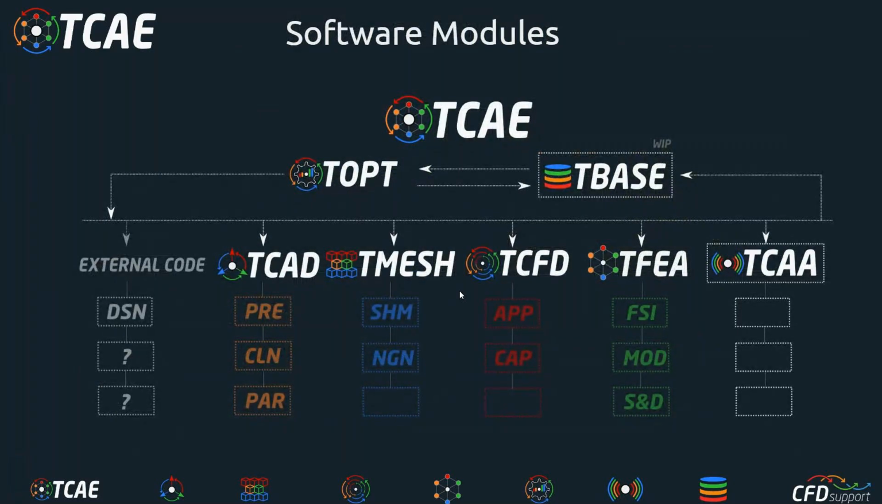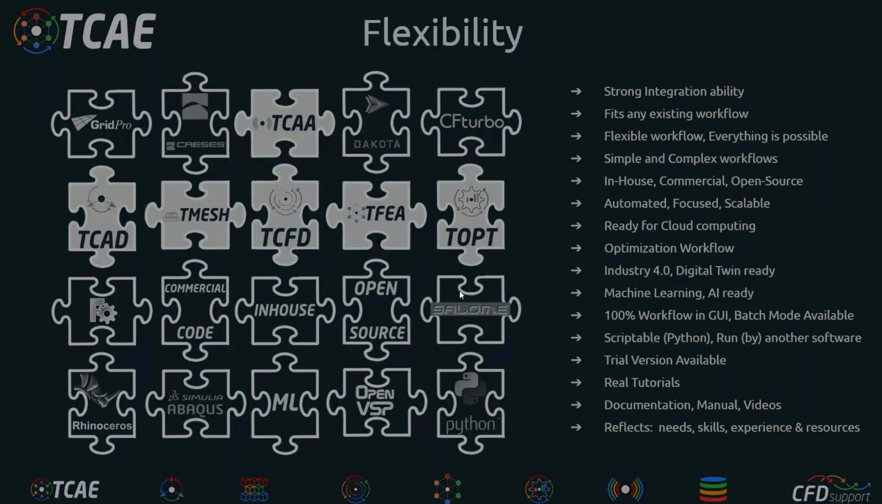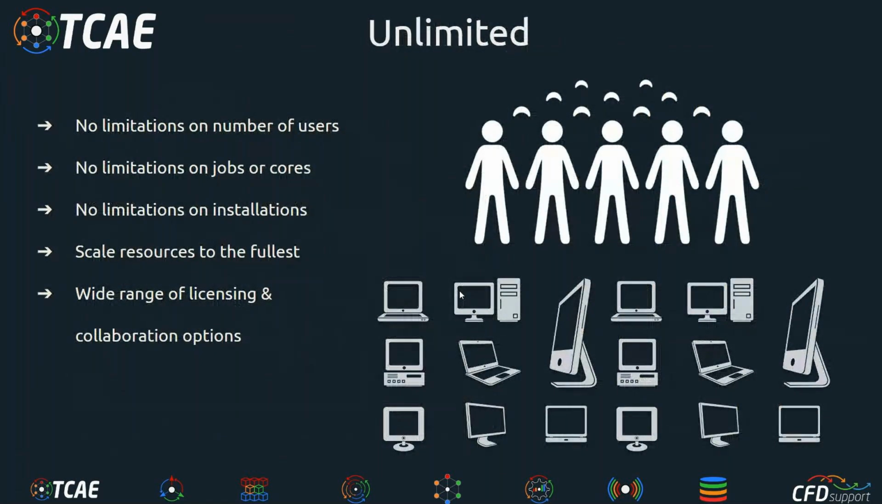TCAE consists of software modules. They're independent and they can be used in individual work schemes. It depends on every engineer and on every business and user how to use the workflow. It's extremely flexible, it's extremely automated, and we believe it's ready for industrial projects. The beauty of TCAE is there are no limitations on number of users, jobs, or cores. It's really unlimited in every way for just one single license for every business or for every unit. And there's a wide range of licensing and collaboration options as well.